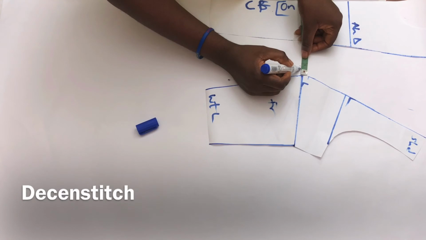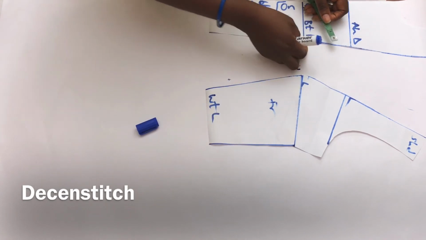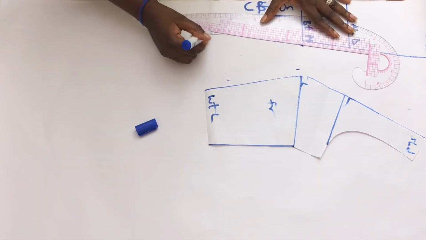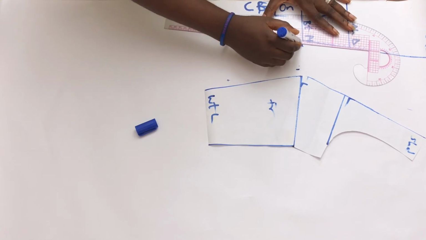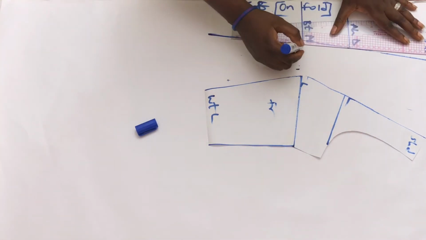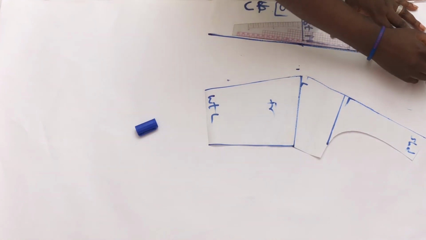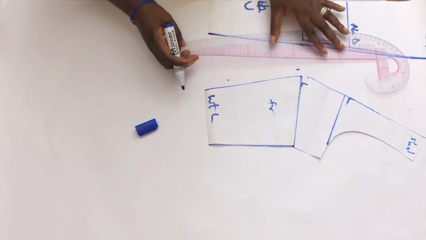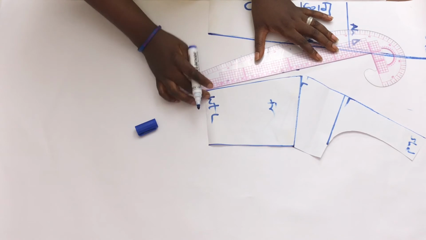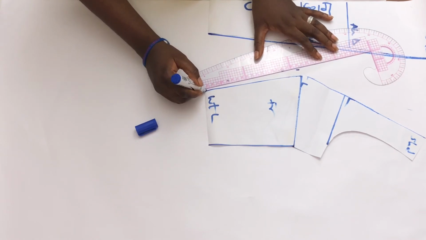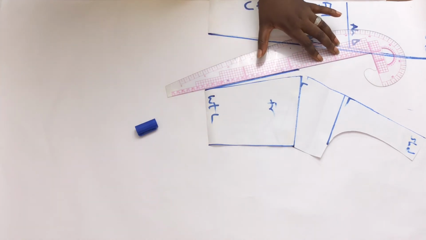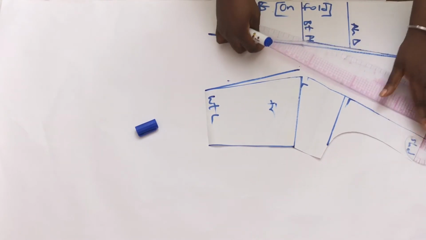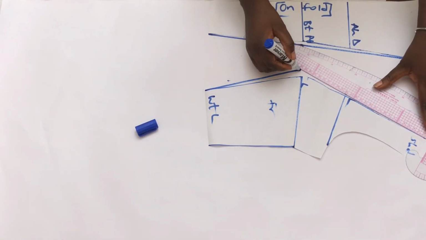I'm going to be adding the 0.5 here, while I had 0.25 here. Now I'm going to connect the 0.25 to the waist and gently blend it back towards the shoulder. While for this one, I'll connect it to the waist and connect it towards the shoulder.